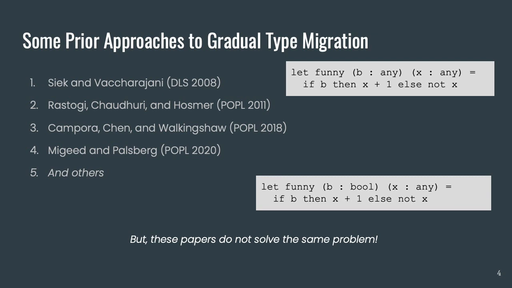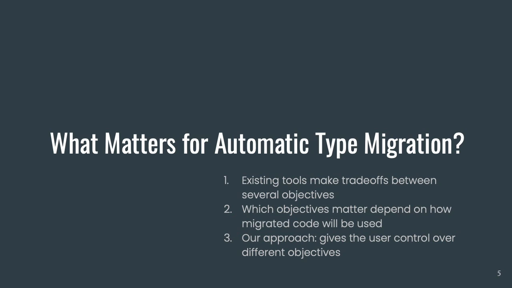However, if we look at what these tools do to migrate programs, even on the same program, they might not give the same migration. This is because they prioritize different properties. So we have to ask which properties matter for automatic type migration. The first property that matters is precision.